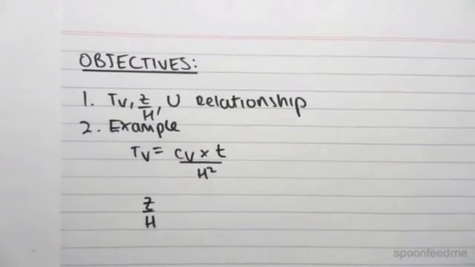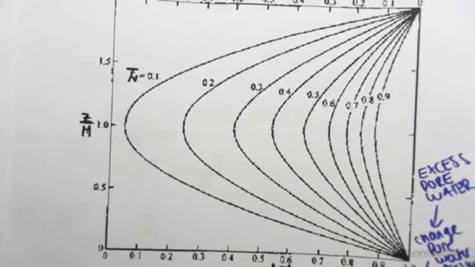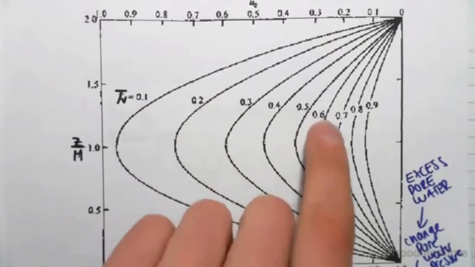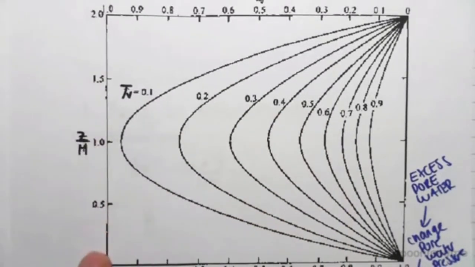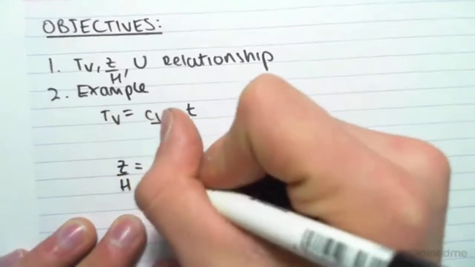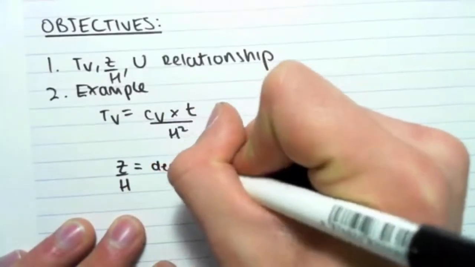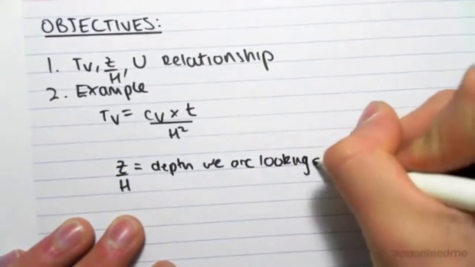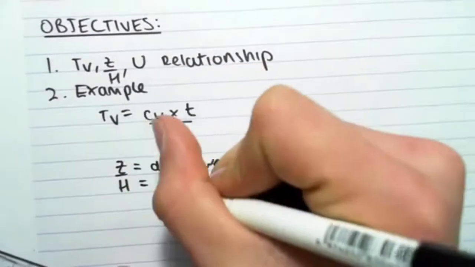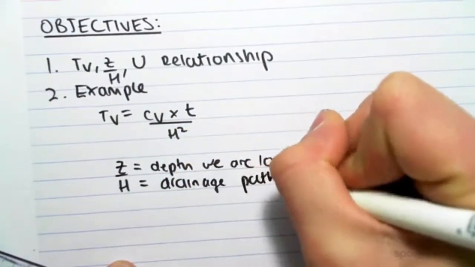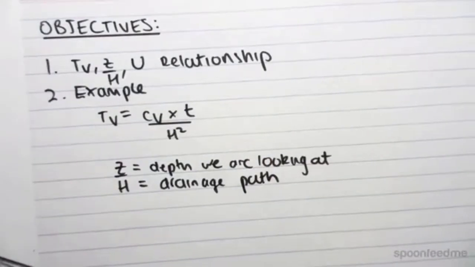Just to show you why we're going to be defining these factors, we're going to be using this graph, which looks like this, which has dimensionless time on the curves, which has Z on H on this axis, which is dimensionless depth, and has U on this axis. So we're going to first define all these things. So Z on H: Z is the depth we are looking at, and H is the drainage path. And this is obviously dimensionless because you're dividing meters by meters to get just a number.